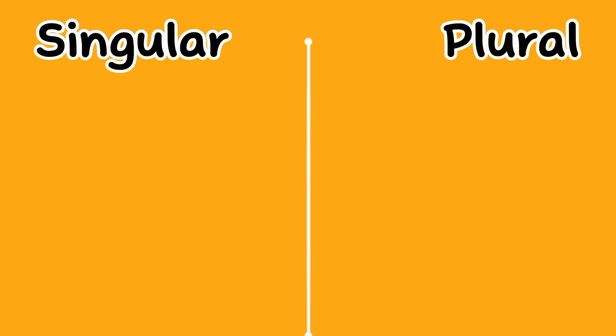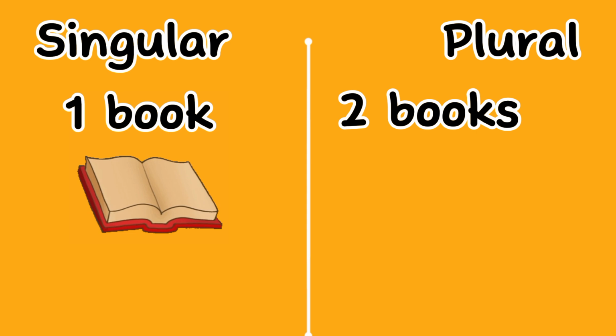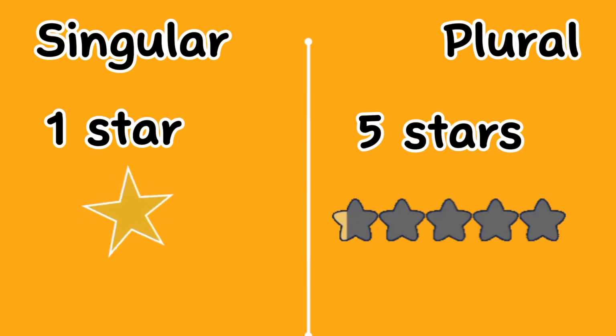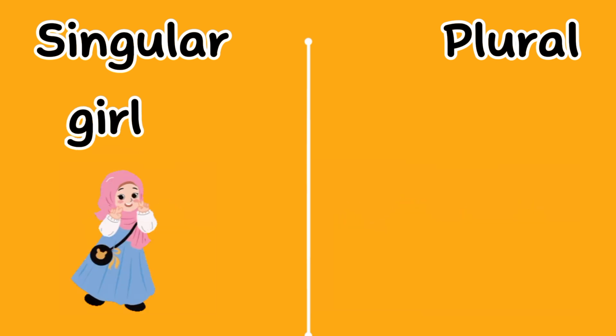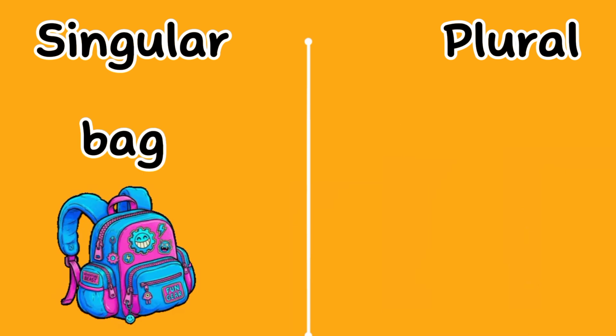For example, 1 book, 2 books. You can hear the sound, right? So you say 1 book, 2 books. 1 pencil, 4 pencils. You add S at the end. 1 star, 5 stars. 1 dog, dogs. Girl, girls. Bag, bags. So that's the first rule. You add S at the end.